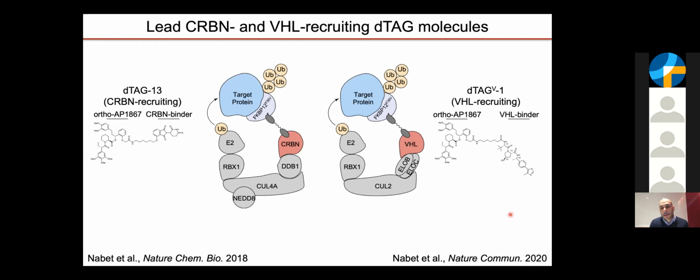Since then, I've been interested in expanding the toolbox, overcoming some of the limitations that we were faced with, and also comparing and contrasting recruitment of different E3 ligases in different contexts. And so we focused heavily on developing a really highly selective compound that can recruit VHL as the E3. And so this was also recently published.